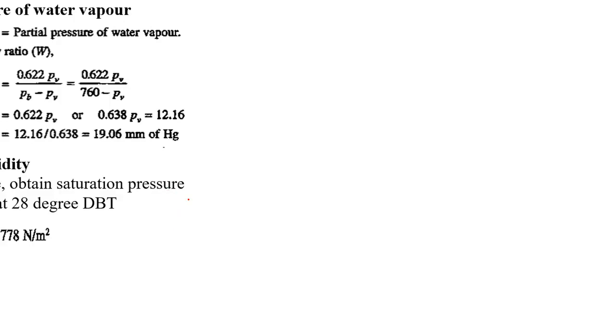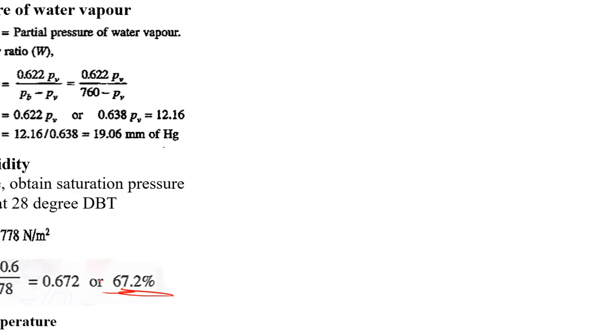Bar is converted into Newton per meter square, because 1 bar is 10 raised to 5 Newton per meter square. We know the formula of phi, that is PV by PS. Put all the values and calculate phi, which is 67.2%.